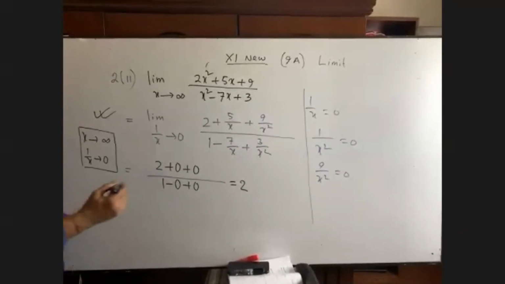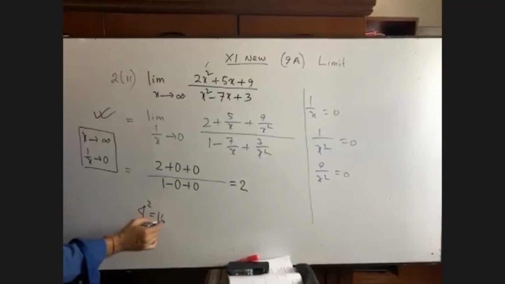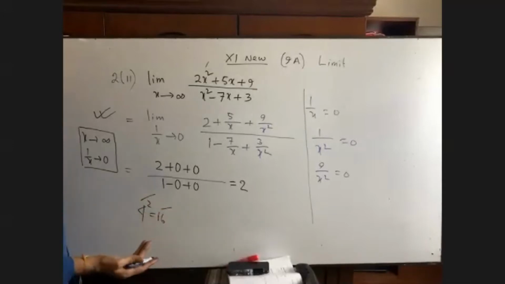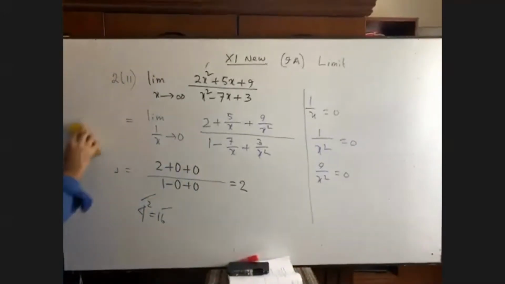Suppose 4 square equals 16. To do a math, one is writing 4 square and another is writing 16. Same thing. This is that. Is it okay now?